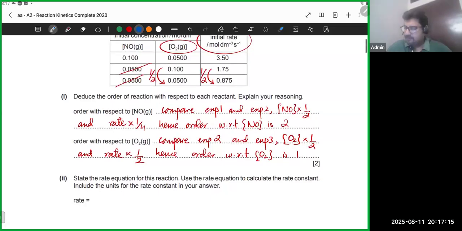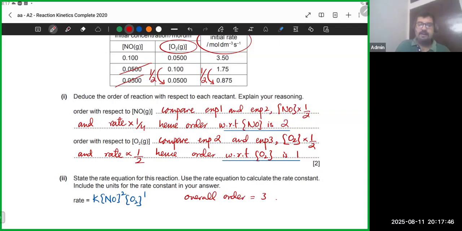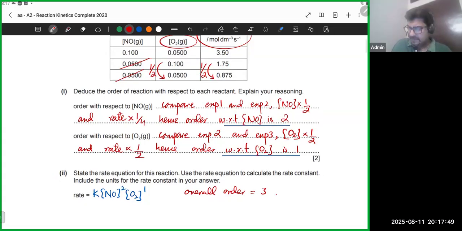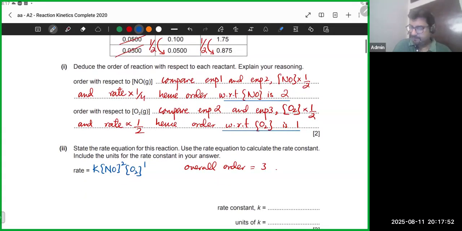State the rate equation for this reaction. Use the rate equation to calculate the rate constant. So the rate equation, we know this now. Rate is dependent on NO's concentration, and the order with respect to NO is 2. With respect to O2, it's coming out to be 1. Sometimes they're going to ask you the overall order. Remember that the overall order is 3. Add the orders of both: one is 2, the other is 1, so the overall order in this case is 3.